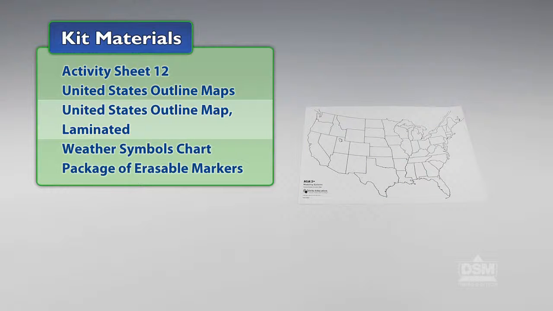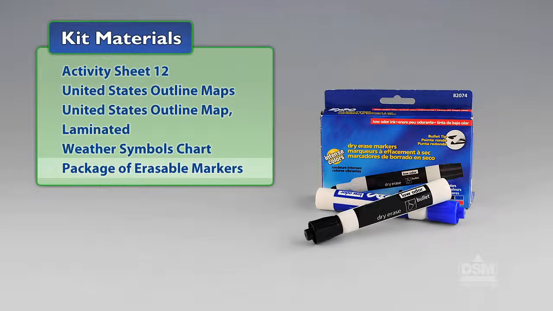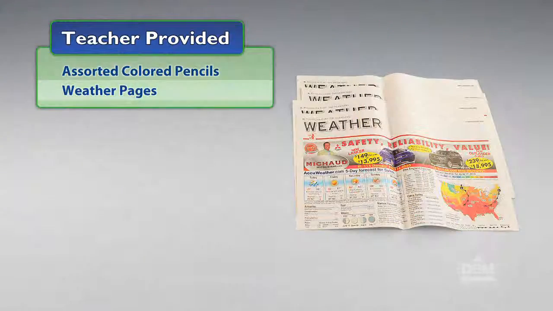You will need the following materials from the kit: Activity Sheet 12, United States Outline Maps, United States Outline Map laminated, Weather Symbols Chart, and a package of erasable markers. You will also need to provide assorted colored pencils and weather pages.